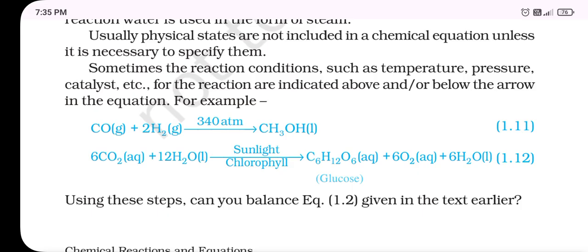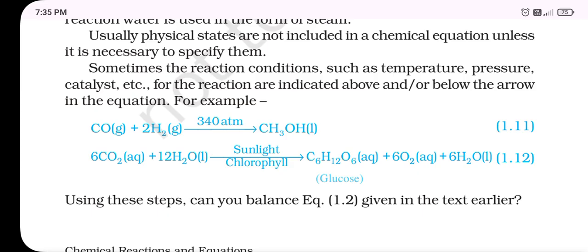For example, carbon monoxide. This is a poisonous gas, very poisonous, that can kill people. Carbon monoxide gas plus 2H2 gas forms CH3OH. But why do we say carbon monoxide? Just because here there is one carbon and one oxygen.